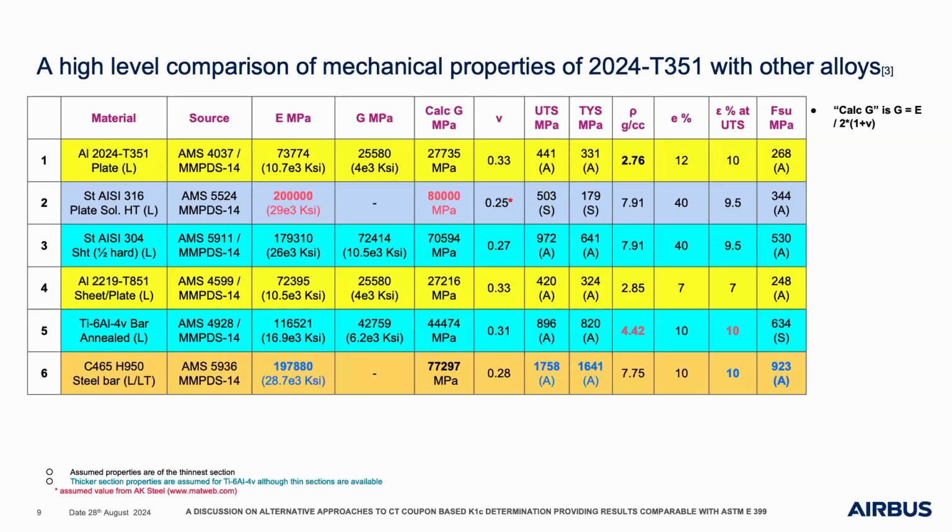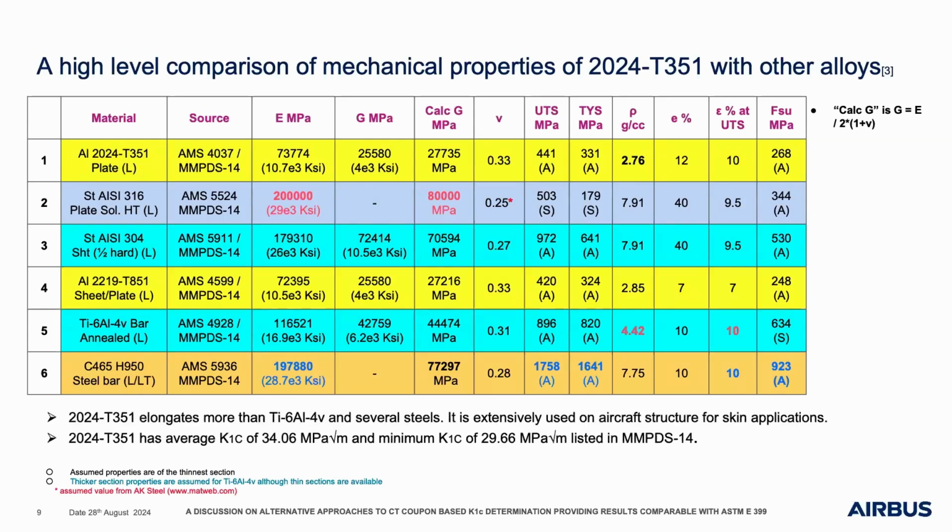Comparing 2024 T351 with a couple of steels, you can see the difference in elongation. For example, you've got 12% for 2024. You've got certain stainless steels, which will go to 40%. Some wouldn't quite elongate as much, then you go to 10%. There's also aluminium 2219 in the T8 condition, which only goes to 7%.